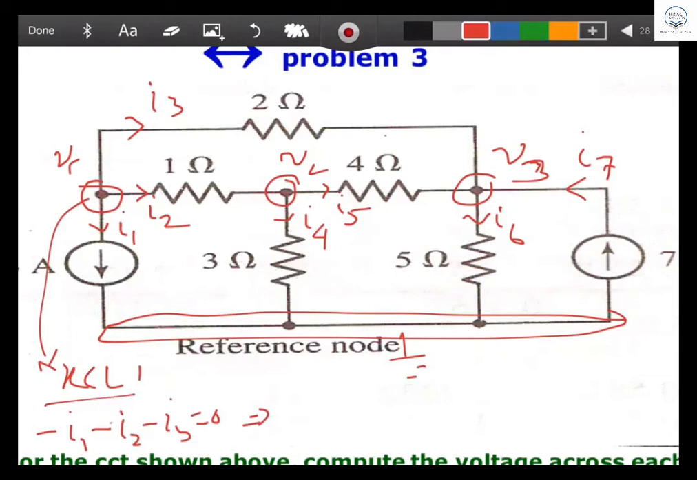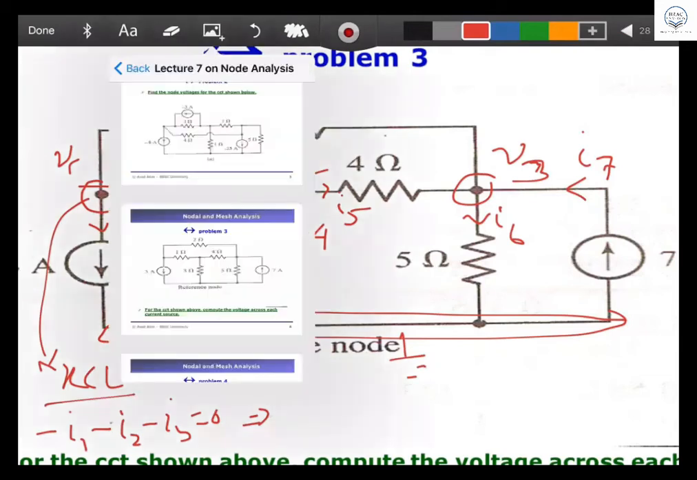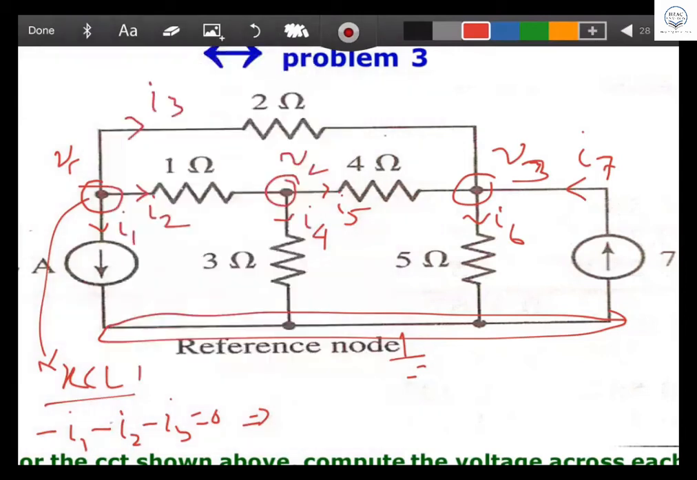Have you seen? No, sir. Okay, just a minute. Can you see what that is? 3 ampere, right? It is 3 ampere. I'm sorry, I made it bigger and that's why it went away. Okay, it is 3 ampere. If you note it, just note it down. Yes, it's 3 ampere. This is a 3 ampere current source, and this is a 7 ampere current source.